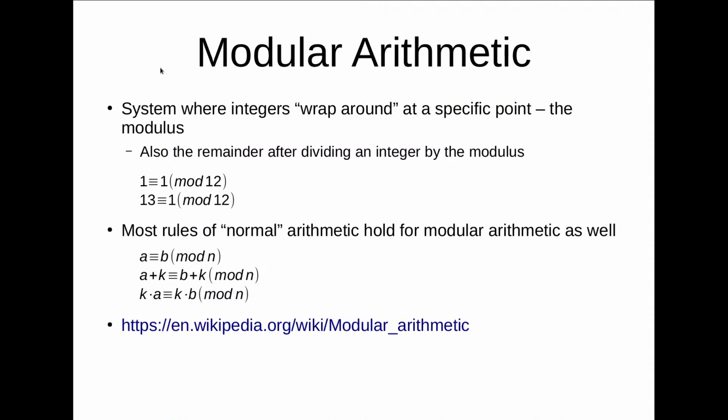That is basically modular arithmetic, but with letters. Modular arithmetic is basically a system where integers wrap around a specific point, which is called the modulus. And most people are probably familiar with modular arithmetic, even if they don't know it. For example, if you just look at the hands of a clock, it wraps around at 12.